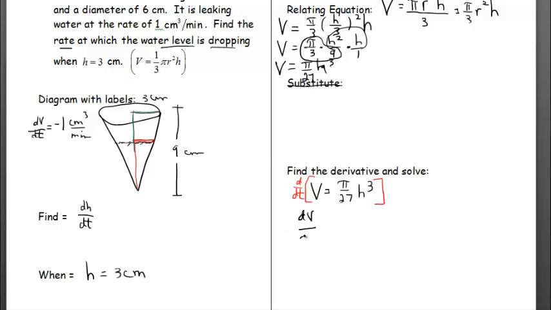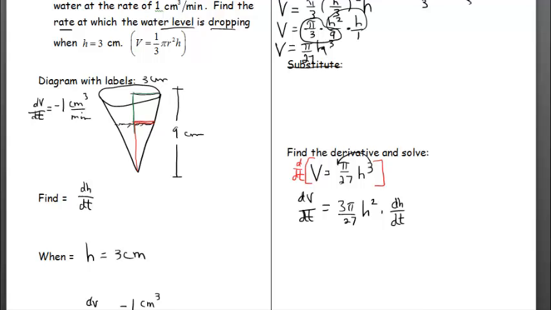All right, dV dt equals, and this is a constant multiplier, just think of the power rule. Multiply by the 3 in front, so we get 3 pi over 27. We'll clean that up to pi over 9 in a minute. Drop the exponent, and since h and t don't match up, multiply by dh dt. When differentiating, if you don't introduce what you're trying to find, then you probably didn't differentiate correctly, so that's a built-in check.